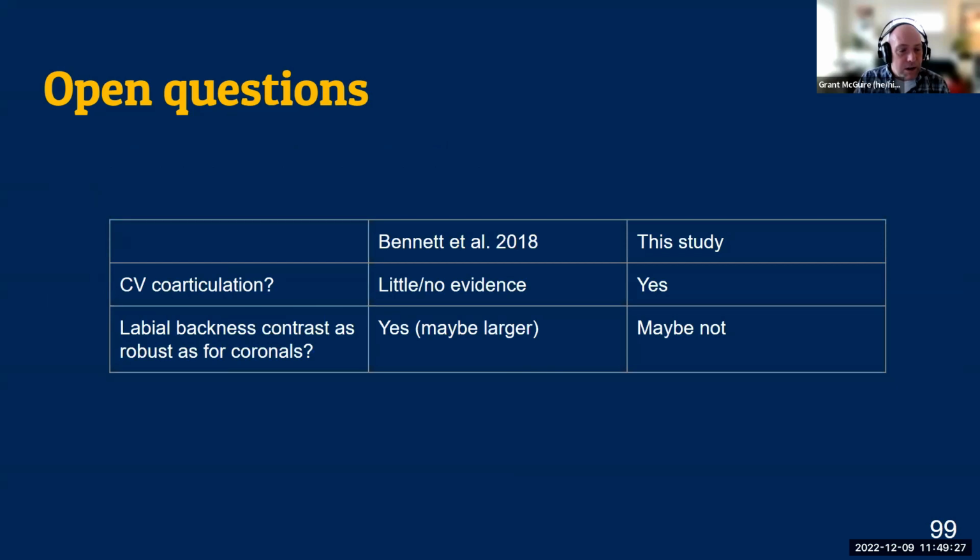Also, if we compare this to our previous study, which just focused solely on onsets, we found very little evidence of CV co-articulation in that study. In this study, we're finding some evidence of it. In the previous study, we found that the labial backness contrast was not as robust for coronals. In this study, we're not finding that as strongly, if at all. So these are some things that are a little different from our previous study.